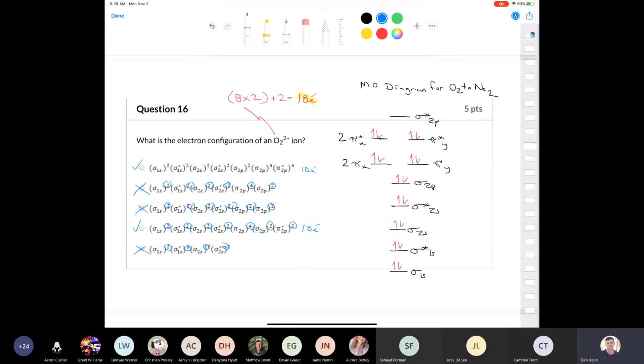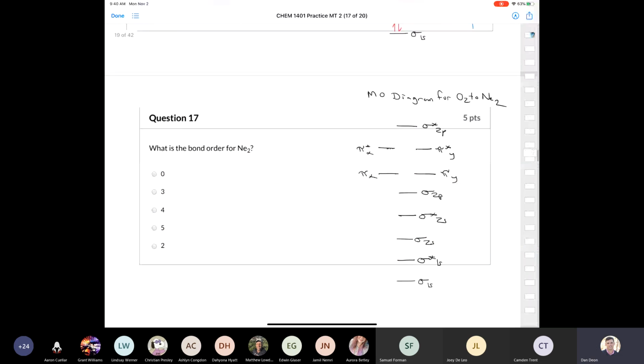Now let's look at the first one. We've got sigma 1s2, sigma star 1s2, sigma 2s2, sigma star 2s2, sigma 2p2, pi 2p4, pi 2p4. So that would be these ones here. And there we go. So this would be the correct answer. All right, so the correct answer is A. And remember, I just read them off of the molecular orbital diagram in order of increasing energy. Nothing more than that. Let's take a look at this next one here.